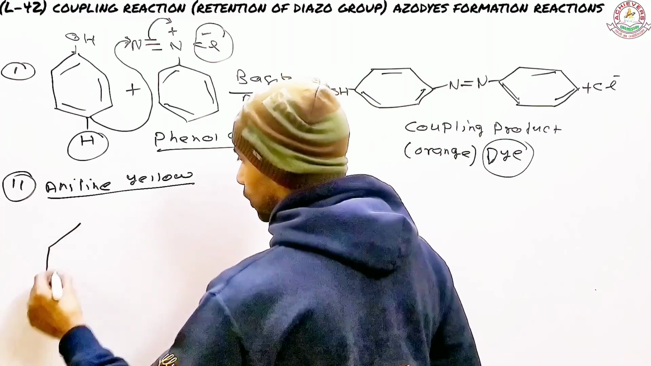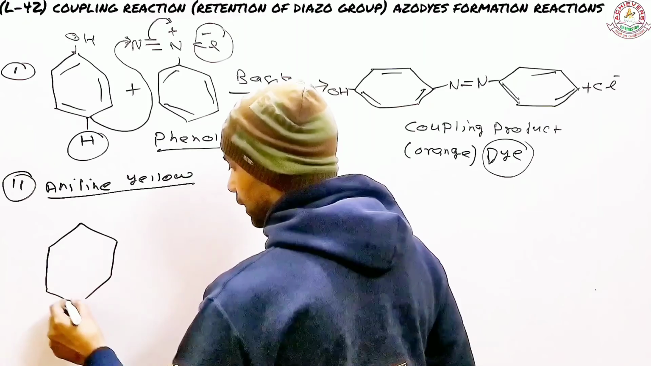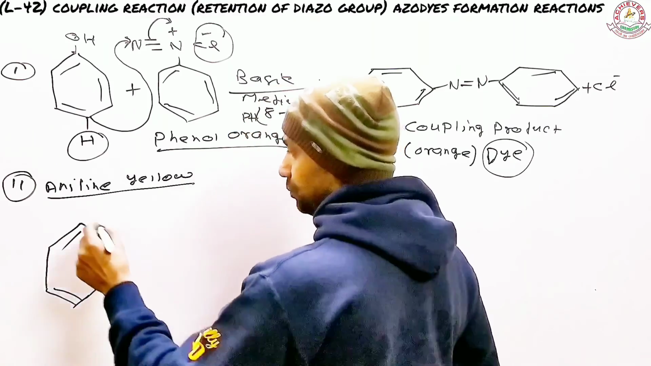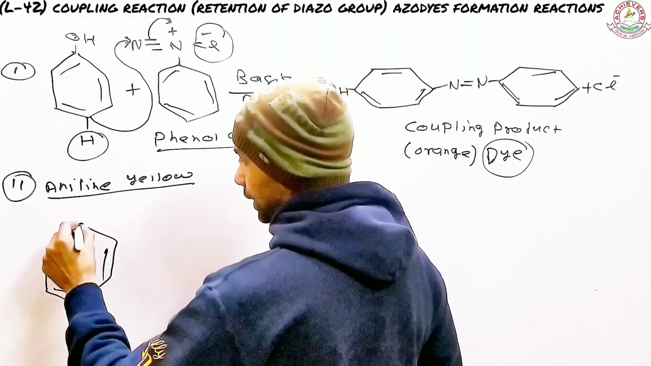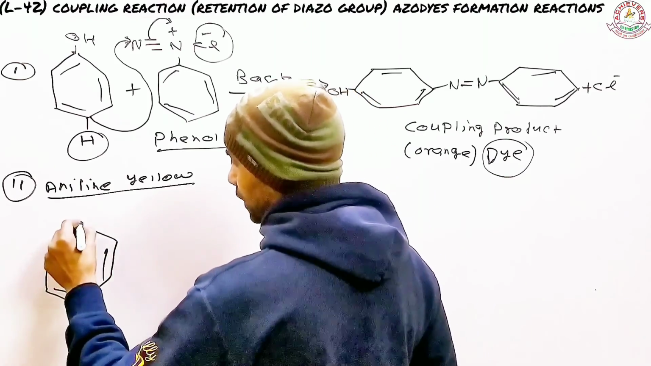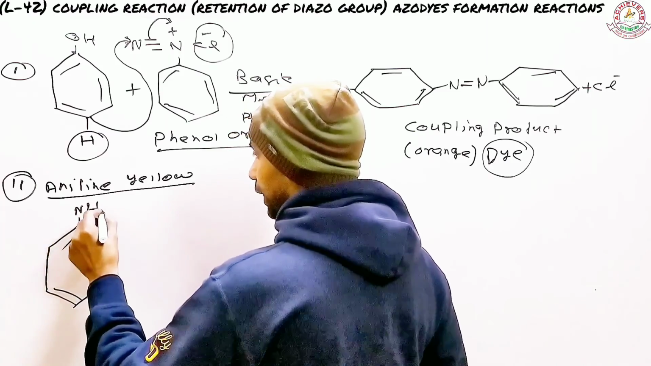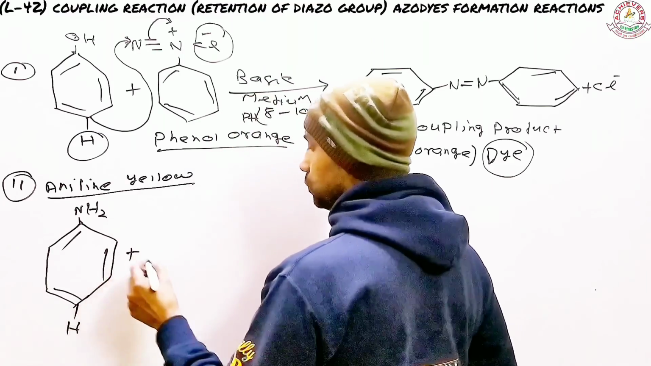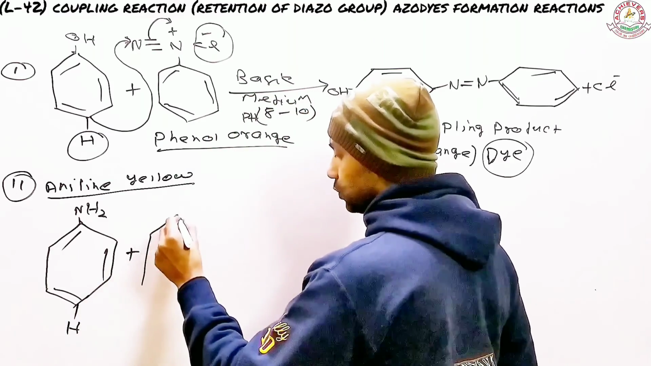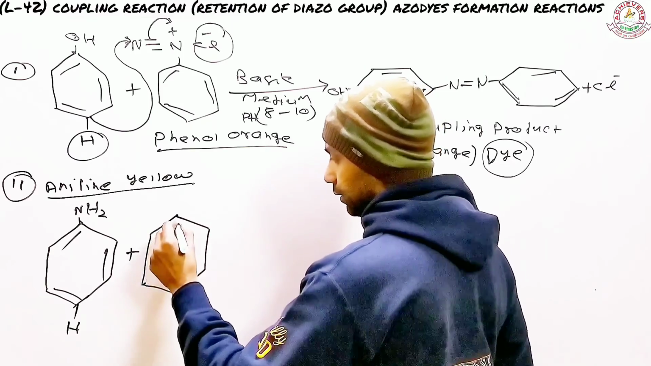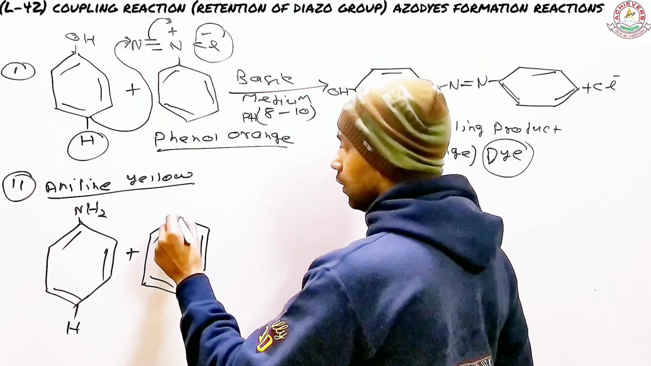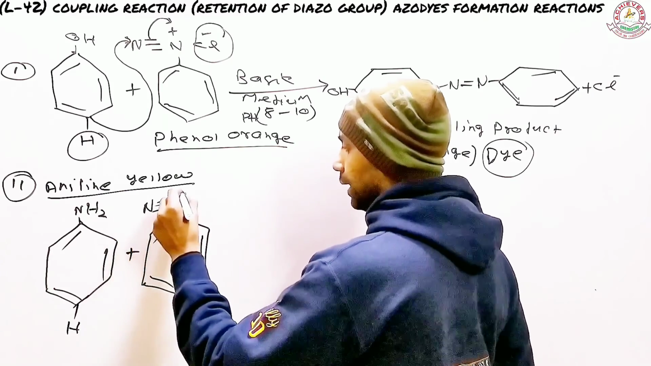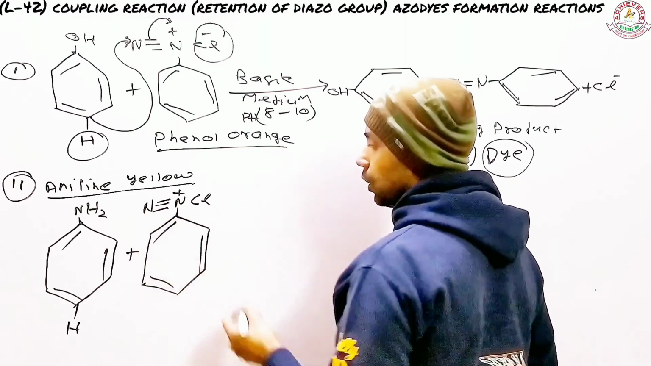We need to take one molecule of aniline here, right? And you do know what aniline is. This is your aniline. NH2, and again on the para position you have your hydrogen. So what do you need to take? Again you have to take a diazonium salt. So this is your diazonium salt where N and N has a triple bond, and along with that you have a chlorine also.